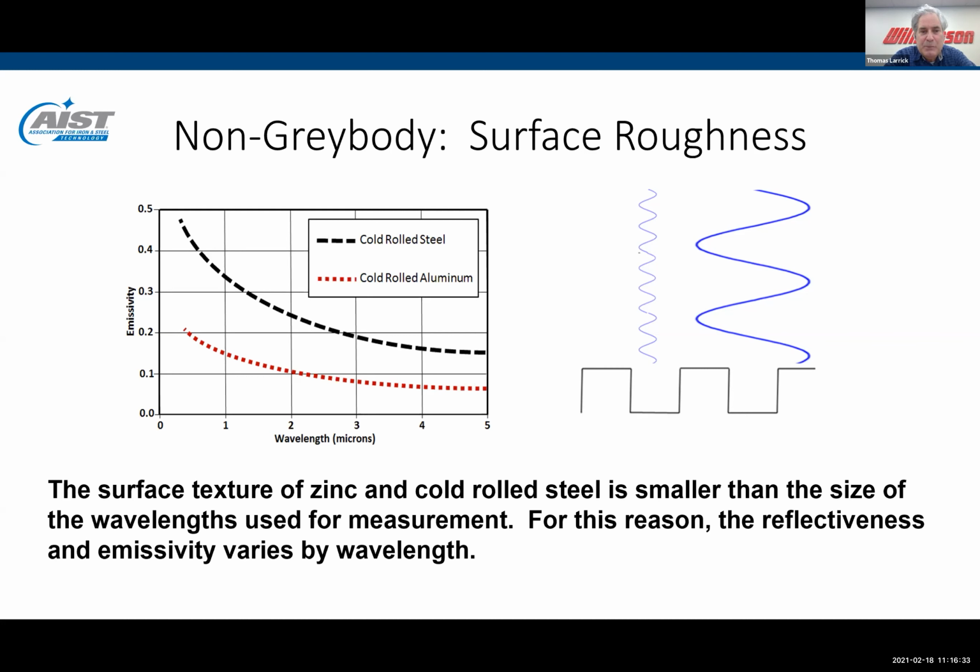When the metal is really smooth, these little nooks and crannies that are present on the surface are small enough that the shorter wavelength can fit in better than can the longer wavelength. And what that means is that the material is more reflective at the longer wavelength and less reflective at the shorter wavelength. As you recall, emissivity is the opposite of reflectivity. And so because the reflectivity is different at the two different wavelengths, then the emissivity is also different at the two different wavelengths.